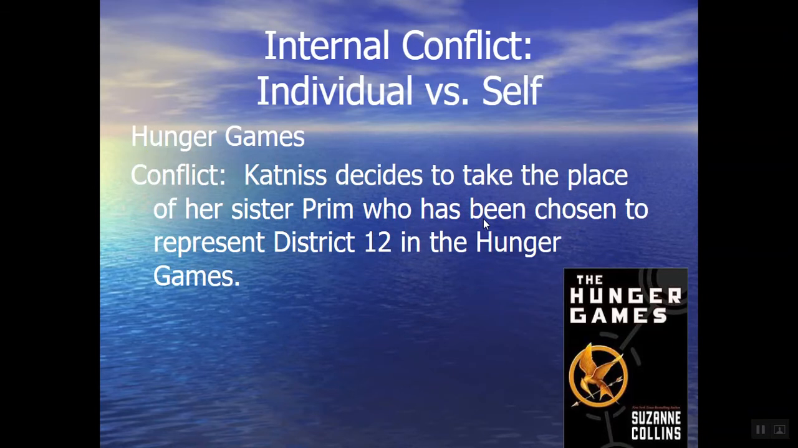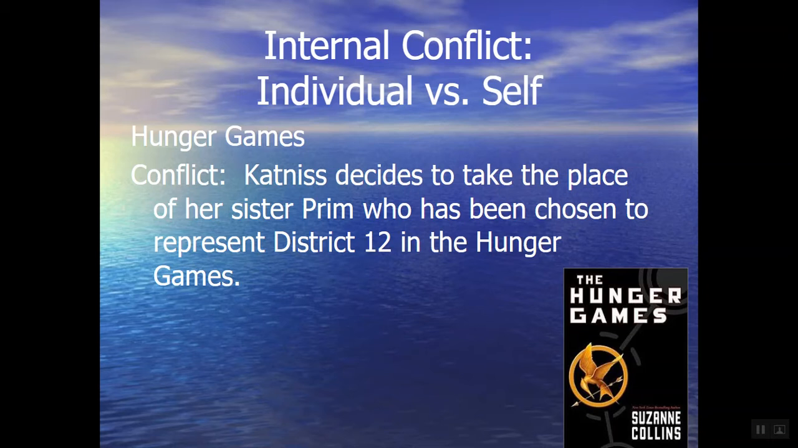All right. So look at some examples. So internal conflict, individual versus self. The Hunger Games. Katniss has to decide to take the place of her sister Prim, who's been chosen to represent District 12 in the Hunger Games. If you haven't seen this movie, Prim is a young girl, and if she goes to the Hunger Games, then Prim is going to be killed.